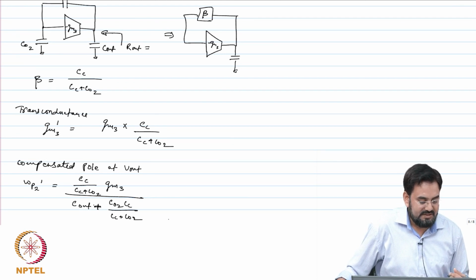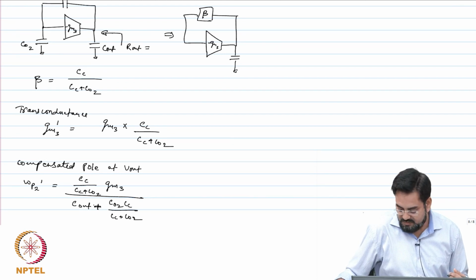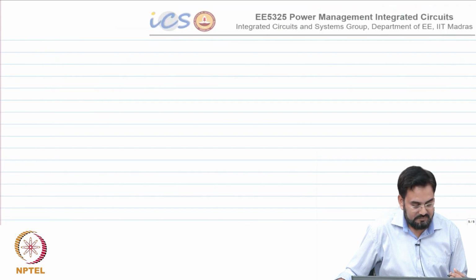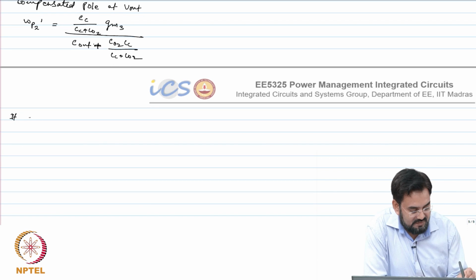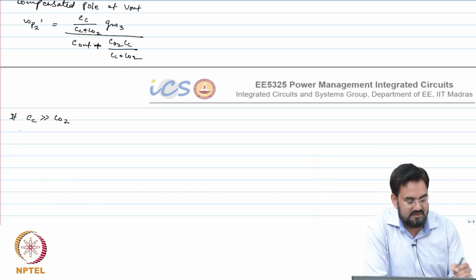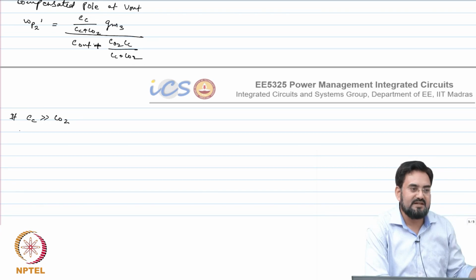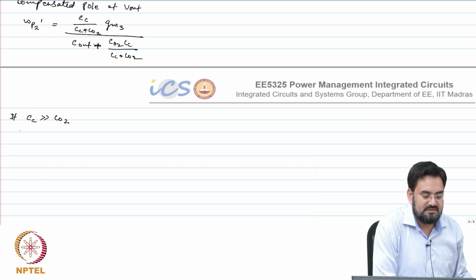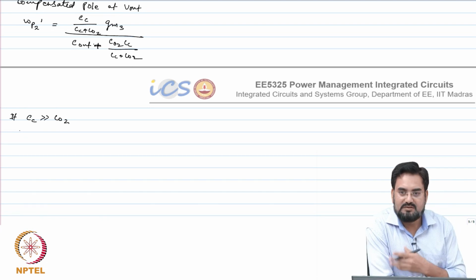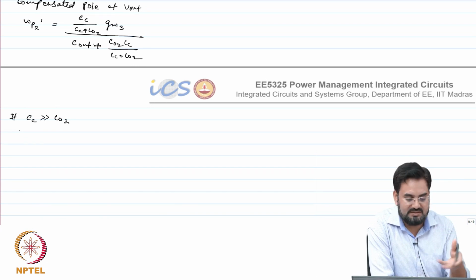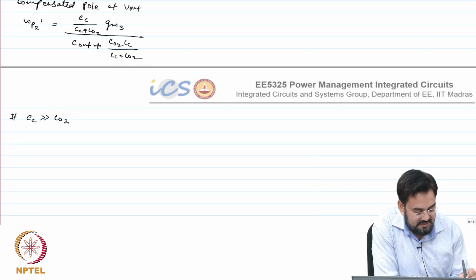Now, if Cc is much larger than CO2, then what will happen to the beta factor? That will become 1. So, your transconductance will remain the same as Gm3.